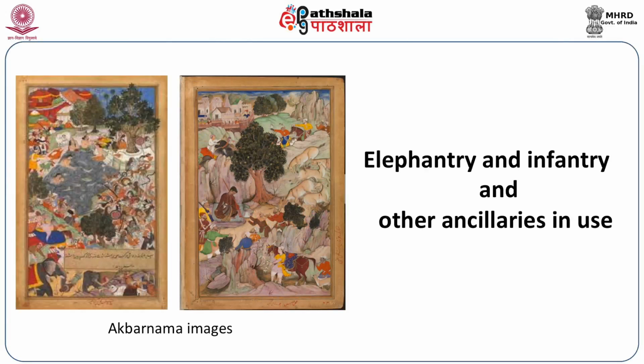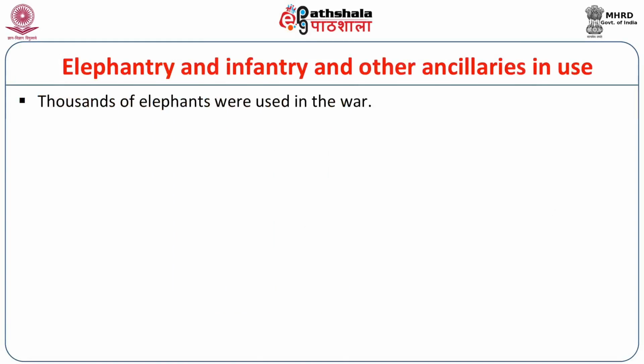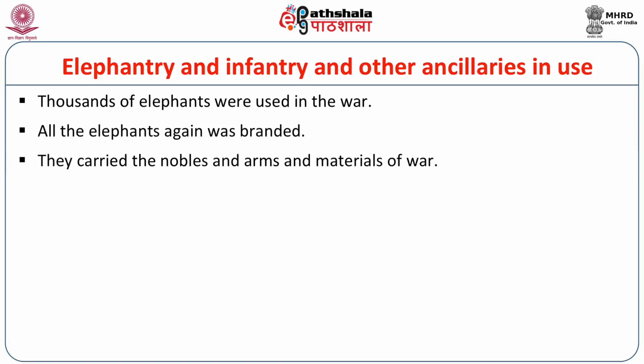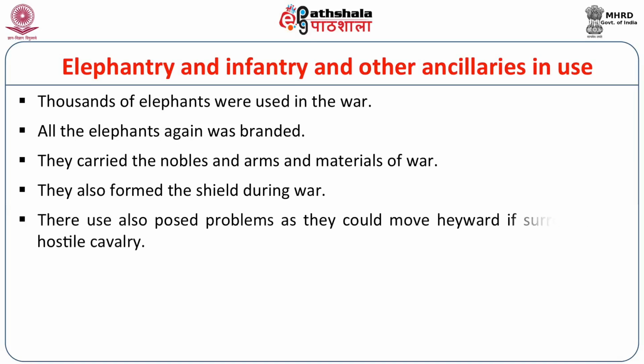Now let's move to the elephantry, infantry and other auxiliaries in use. The elephants in the Mughal army were legendary. Thousands of elephants were used in the war. All the elephants again were branded. They carried the nobles and the arms and materials of war. They also formed the shield during the war. Their use posed another kind of problem. They could move haywire if surrounded by hostile cavalry and would kill their own soldiers at times.